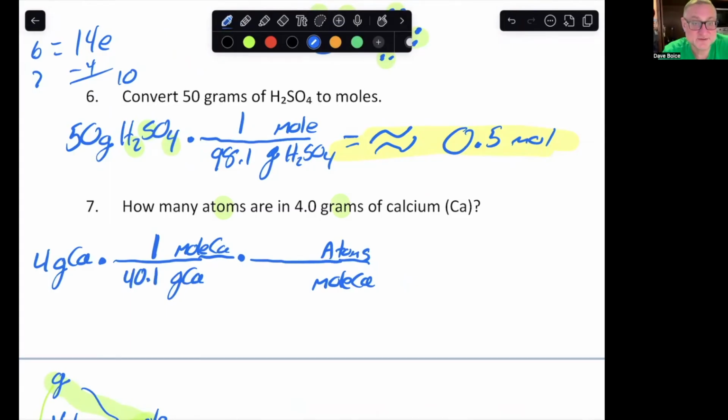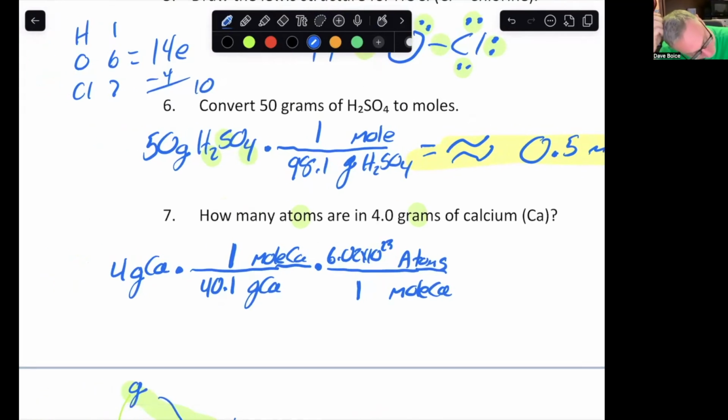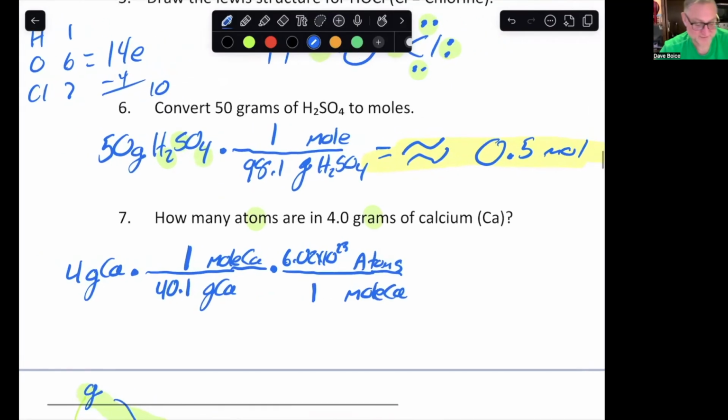40.1 grams is equal to 1 mole of calcium. And 1 mole of calcium, or anything else, has 6.02 times 10 to the 23rd atoms. So now that I have this set up, I know that I've got 40 on the bottom, so I'm going to divide. And I've got the larger number, 6.02 times 10 to the 23rd on top. So I'm going to divide by 40.01 and multiply by 6.02 times 10 to the 23rd.